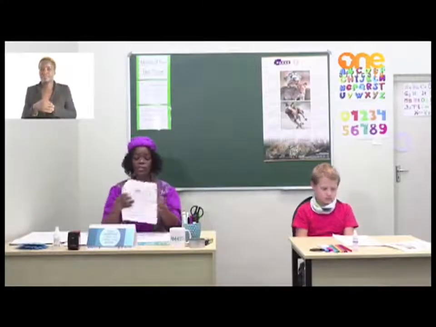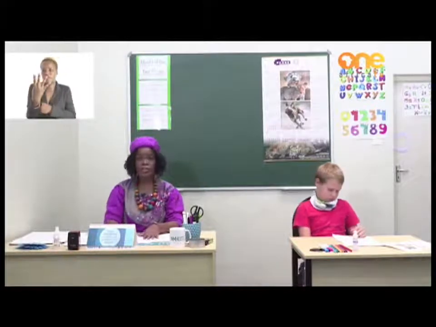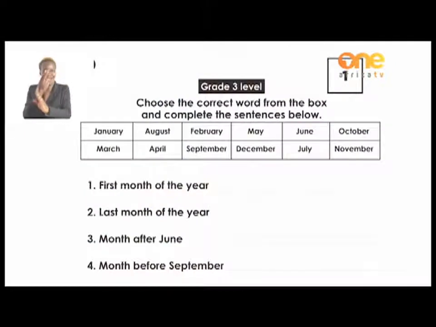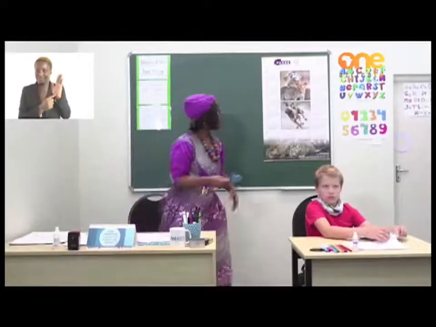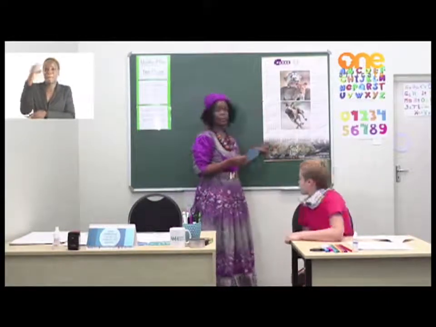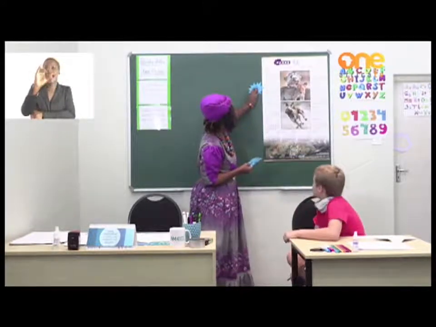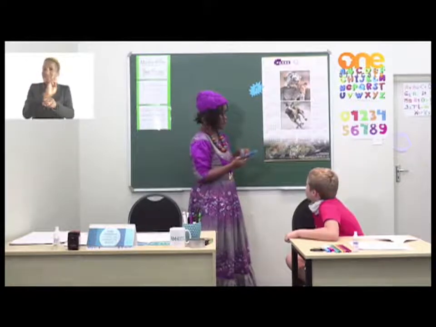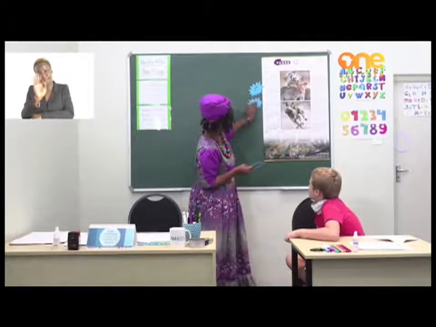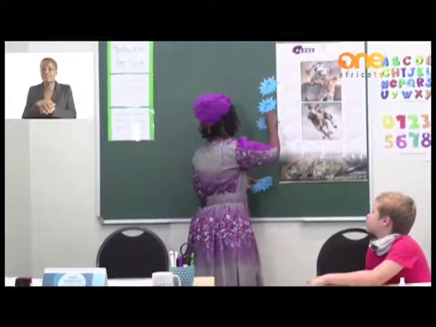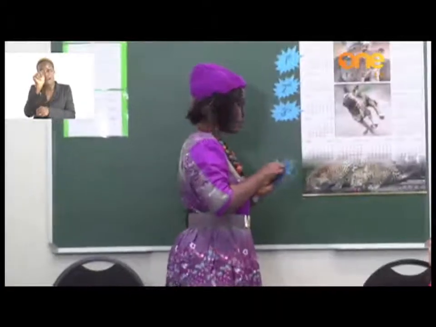Now, how about we turn to page 4 for the grade 3 level. There we have all of the months of the year, but they are actually not in the correct order. So I have a calendar here. I would like for us to read all the names of the months of the year with us, sorry. The first month is January. The second one will be February. And then we have March, which is the third. Then we have April, which is the fourth.